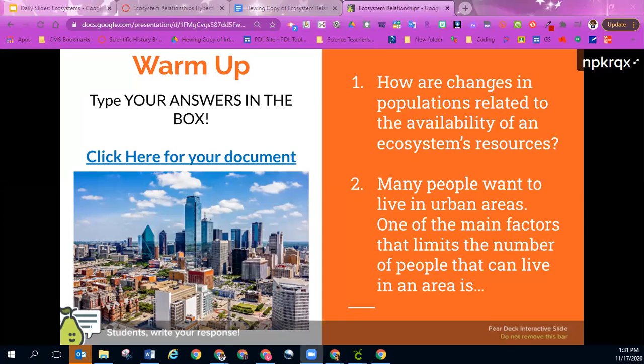Alrighty, so our question today is a two-part question. First part is, how are changes in population related to the availability of an ecosystem's resources? And the second part is, many people want to live in an urban area. One of the main factors that limits the number of people that can live in the area is what?